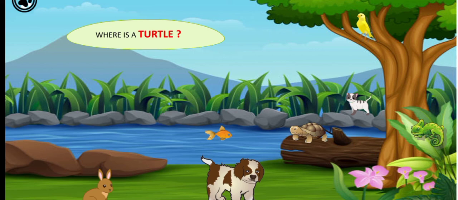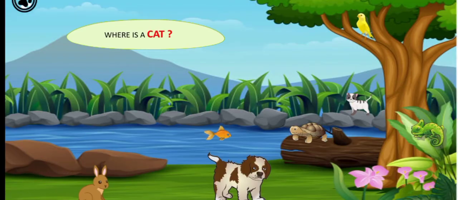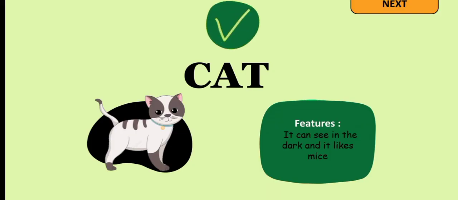We can see here the instruction says, where is the turtle. So they have to find the turtle. If they press a wrong button, for example, the instruction says turtle but they press the cat, they get a wrong answer and have to try again. Then the instruction says cat, so here is the cat. They got the right answer.